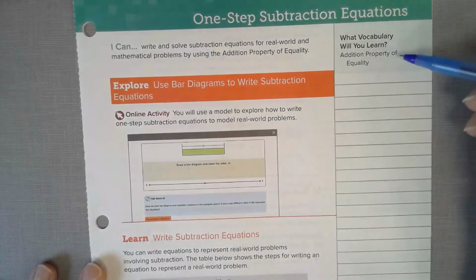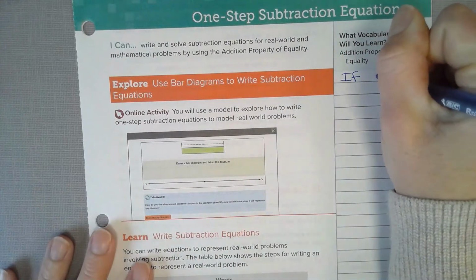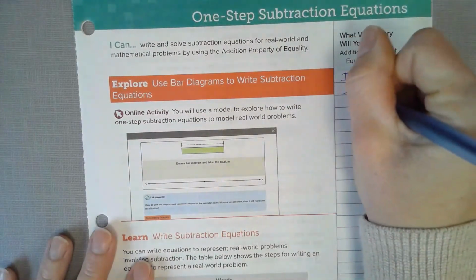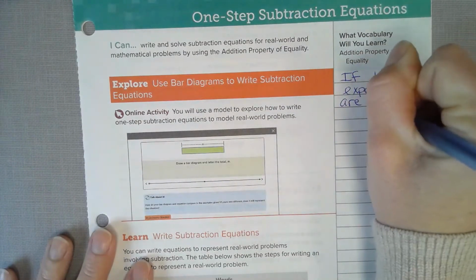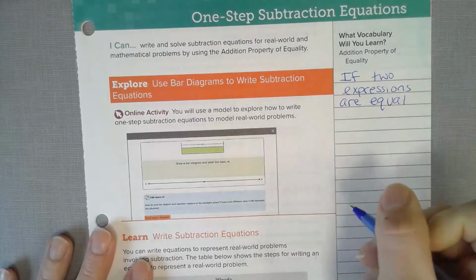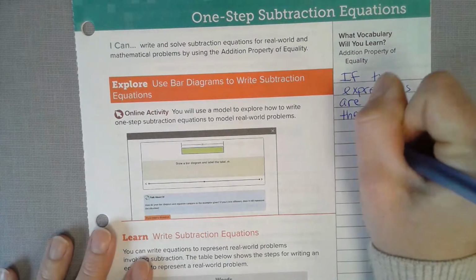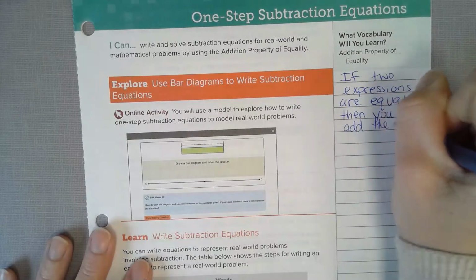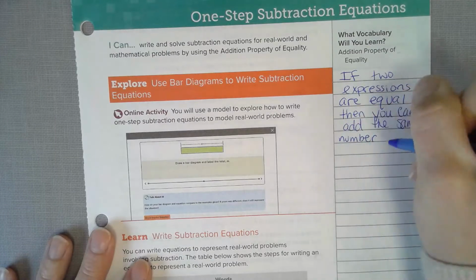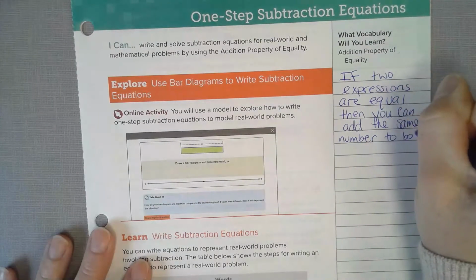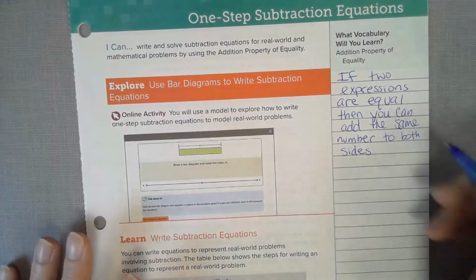Over here it says, what is the addition property of equality? This means if two expressions are equal, then you can add the same number to both sides and the equations will remain equal.